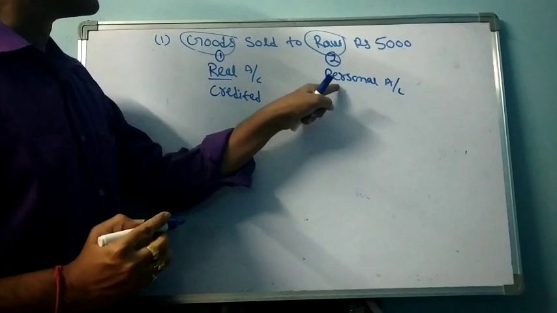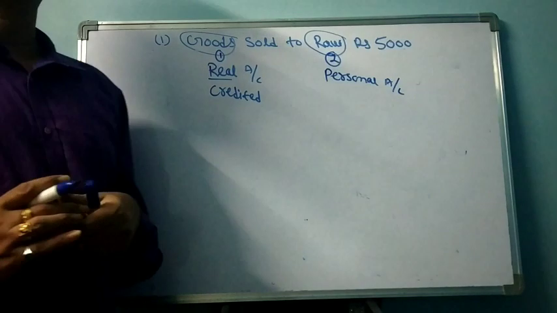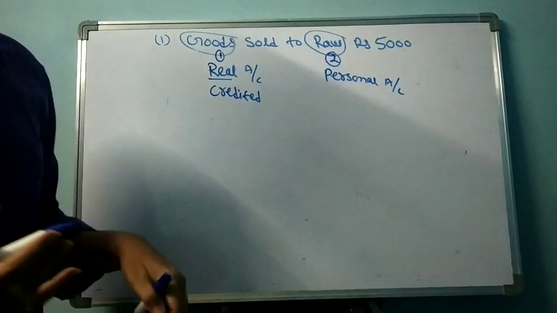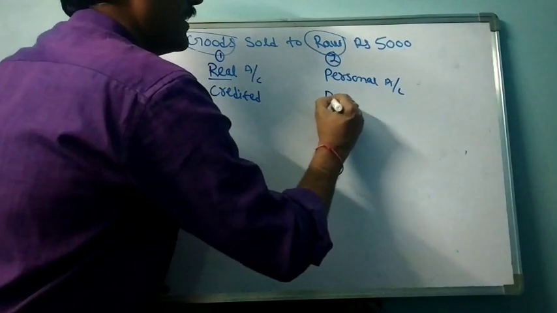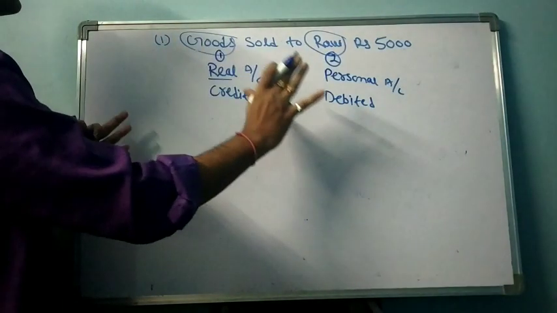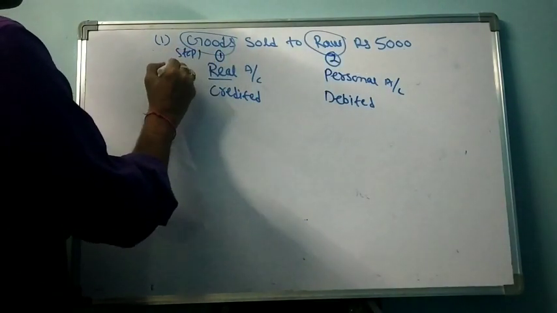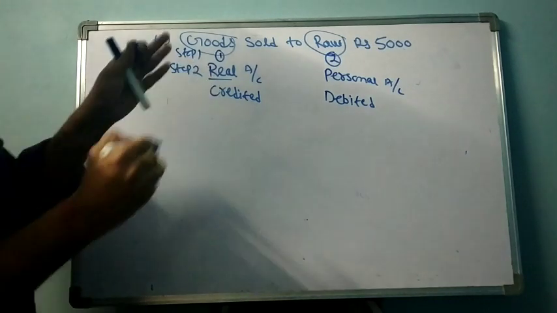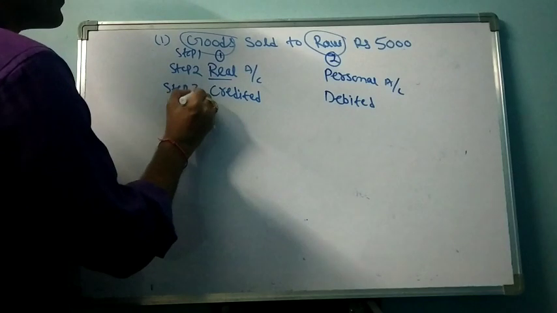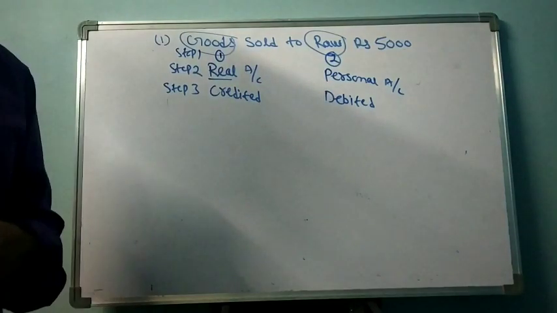Then Ravi comes under personal account, so apply the rules of personal account. Personal account rules are debit the receiver, credit the giver. When you are sending goods to Ravi, Ravi is receiving the goods. So debit the receiver, Ravi should be debited. Like this, you should follow all the 3 steps. Step 1 is identifying the number of accounts. Step 2 is identifying the nature of account, whether it's a personal account, real account or nominal account. Step 3 is applying the rules of accounts, with the help of which we can know which account should be debited and which account should be credited.